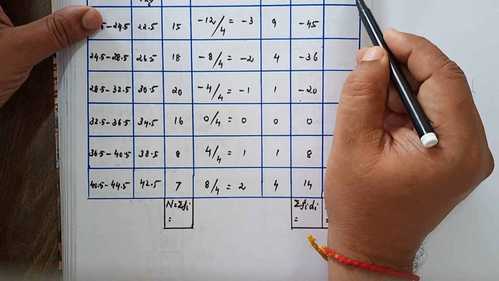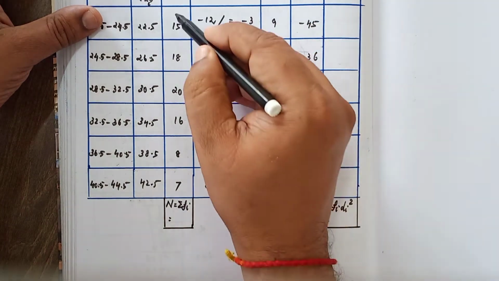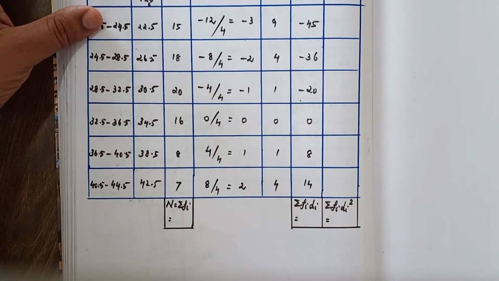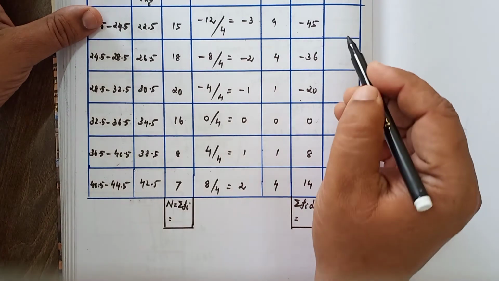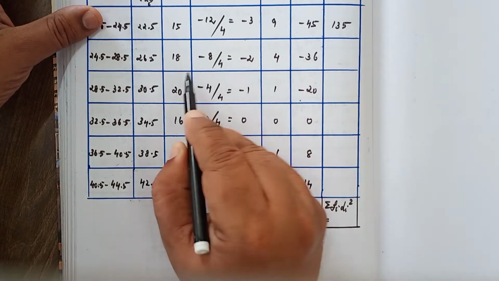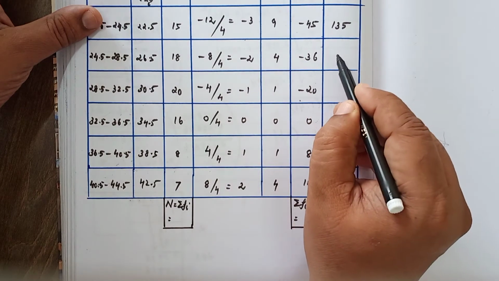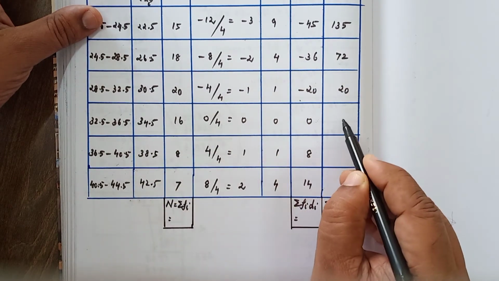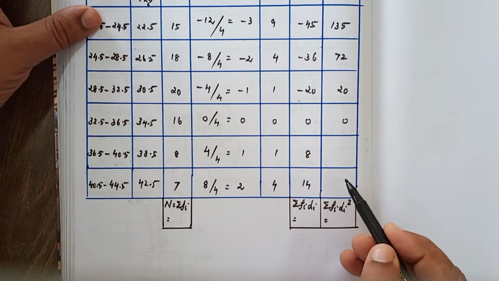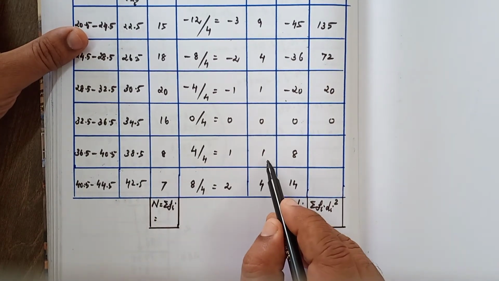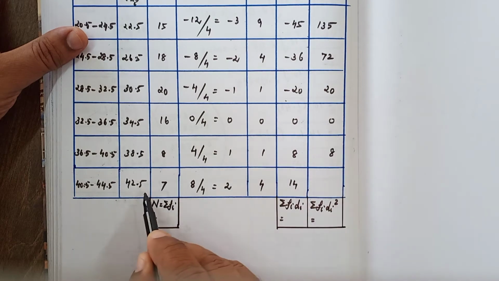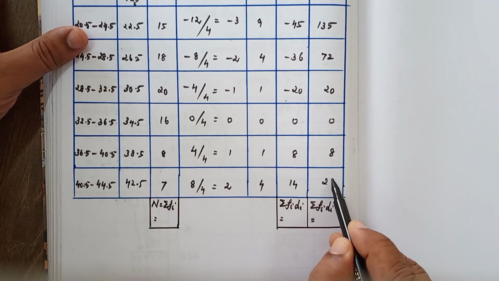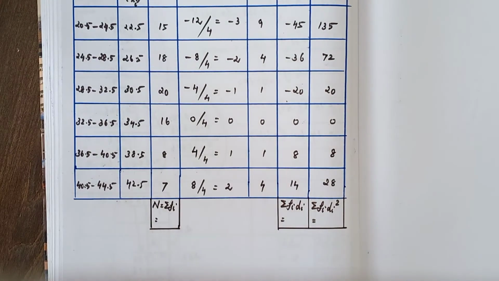Finally, fi should be multiplied with di square. Multiply 15 into 9, that is 135. 18 into 4 is equal to 72. 20 into 1 is 20. 16 into 0 is 0. And 8 ones are 8. 7 fours are 28. Right?